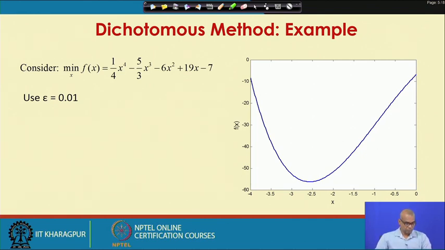So, let us take an example. Consider the function f x equal to 1 by 4 x to the power 4 minus 5 by 3 x cube minus 6 x square plus 19 x minus 7. We use epsilon equal to 0.01. Again, although it is not necessary, we can always plot this one dimensional function and learn about the nature of the function. So, as you see from the figure, around x equal to minus 2.5, the function shows a minimum.